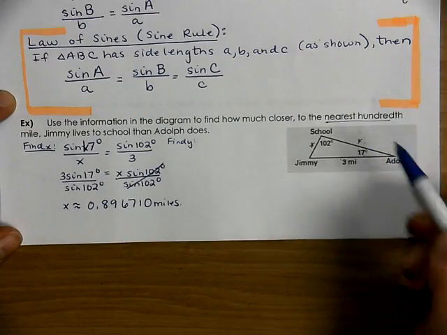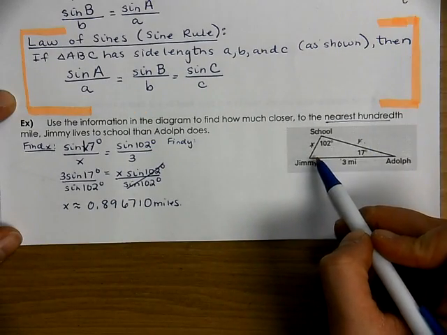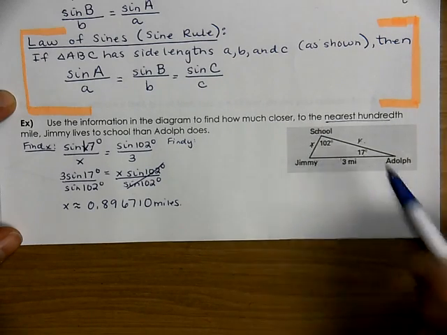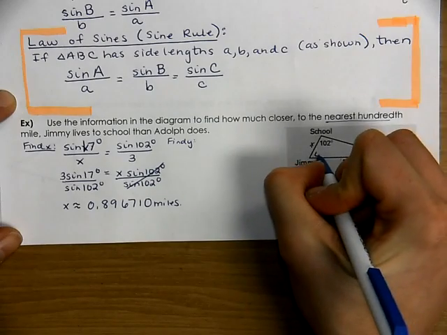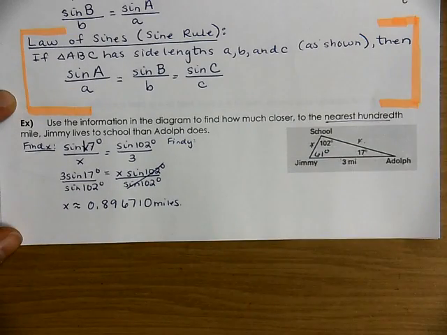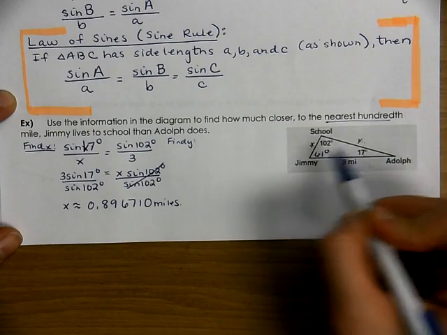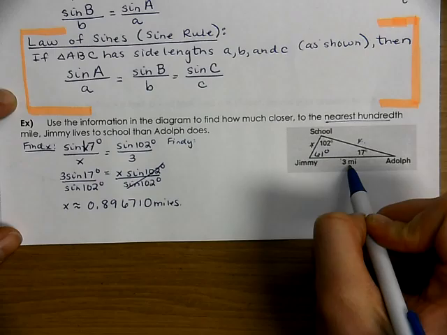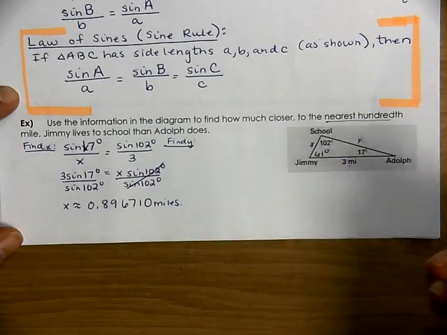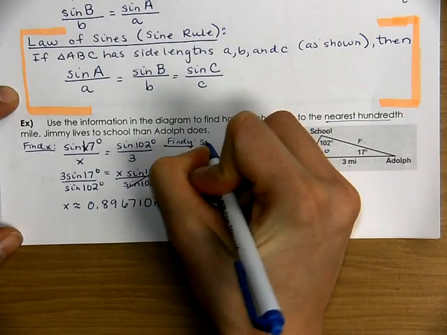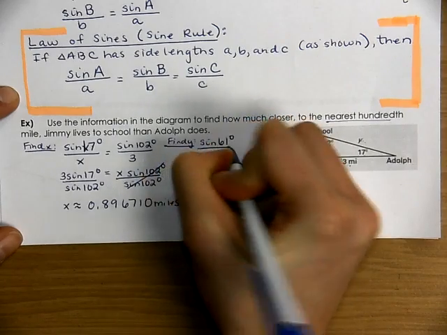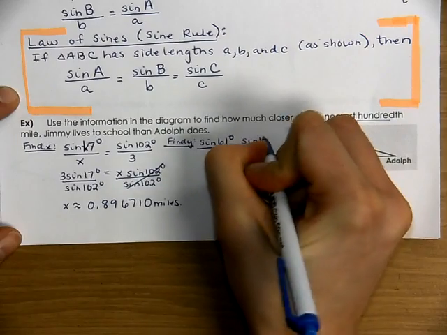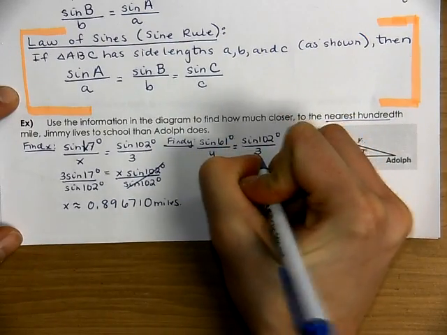Well, y is opposite an angle measure I don't know. But I can find this out because we know the sum of the measures of the interior angles of a triangle add up to be 180. So I know that this angle measure is 61 degrees. So I want to find y. I need the angle opposite y. And I already have this angle measure and the side opposite that. So I can set up my proportion. Sine of 61 degrees divided by y is equal to sine of 102 degrees divided by 3.